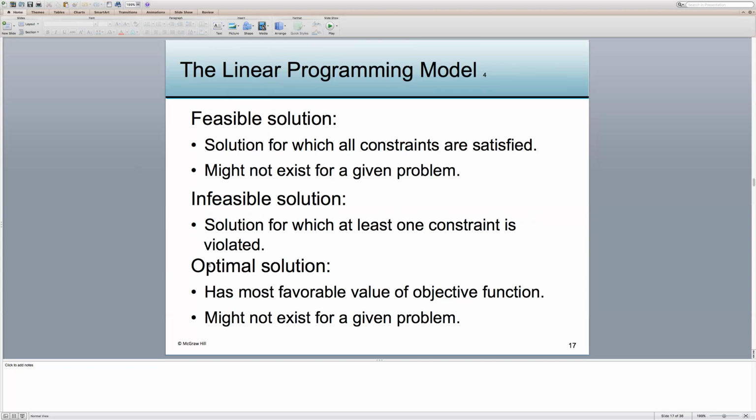Now you're always looking for the optimal solution, which is the most favorable value of the objective function. If it's profit, the most favorable value would be the biggest value. If it's cost, the most favorable value would be the smallest value, right? And you might have a poorly posed problem or be unlucky, and in some particular case, there might not be a solution. There's no optimal way to do it. That can happen.